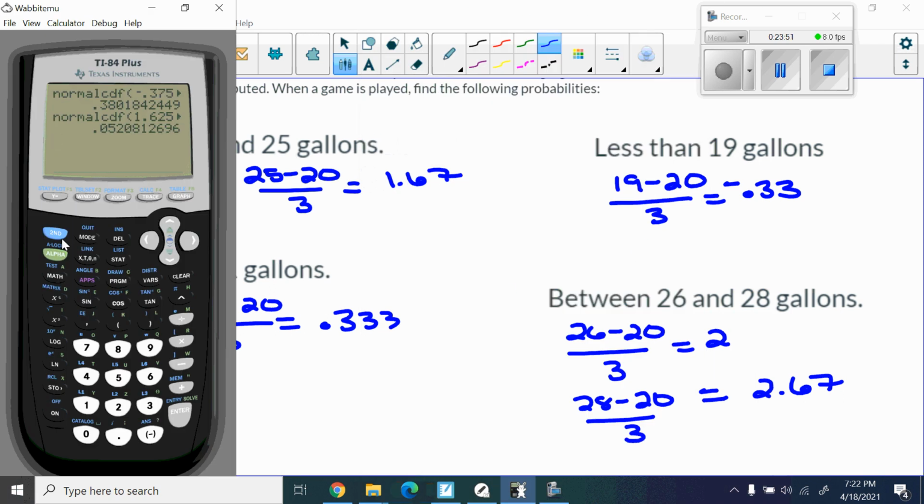So now, between 20 and 25 gallons, so let's go ahead and do these calculations. So second VARS, normal CDF. My lower one is going to be 0, and my upper z-score is going to be 1.67. Enter that in, and I get 0.4525.